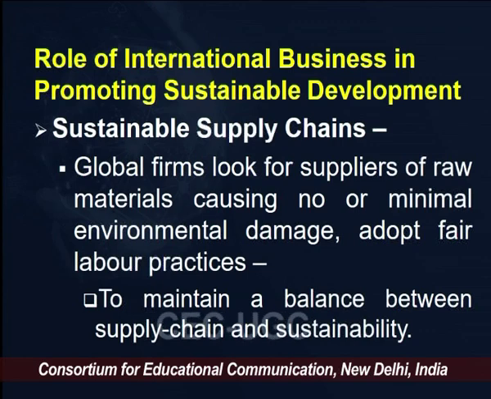and this is also an unethical practice. Now, coming to the last topic of this discussion: the role of international business in promoting sustainable development. What role does international business play in promoting sustainable development? One is sustainable supply chains. Global firms look for suppliers of raw materials causing no or minimal environmental damage. Those suppliers who give environment friendly products or raw material should be selected. Adopt fair labor practices as well to maintain a balance between supply chain and sustainability.